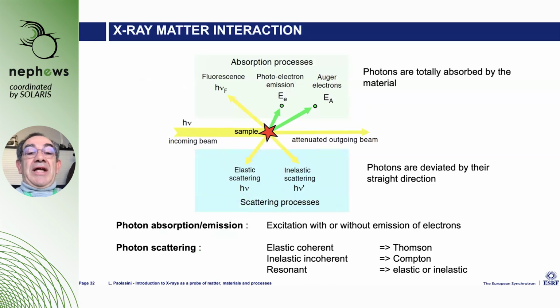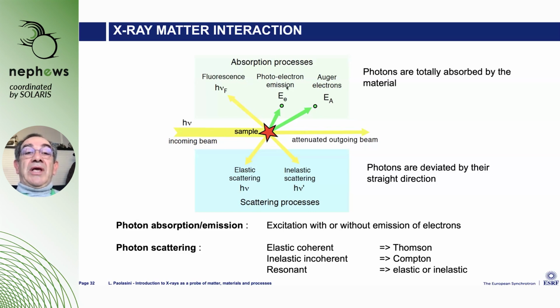The X-ray matter interaction can be divided into two kinds of process. We have the absorption process, in which the photons are totally absorbed by the material, or a scattering process in which the photons are just deviated from the straight direction. Both processes produce an attenuation of the forward beam.